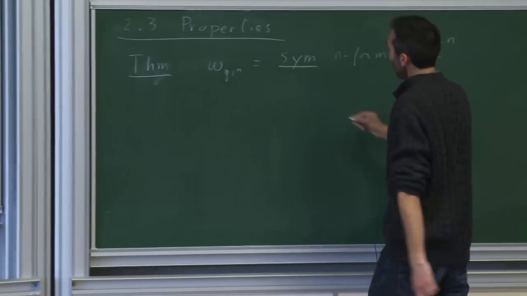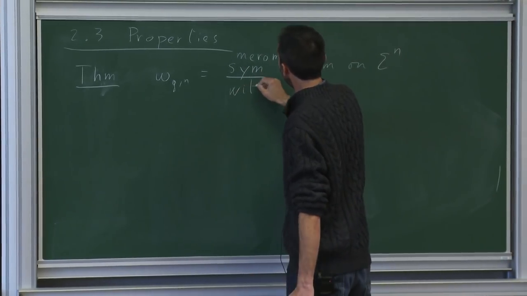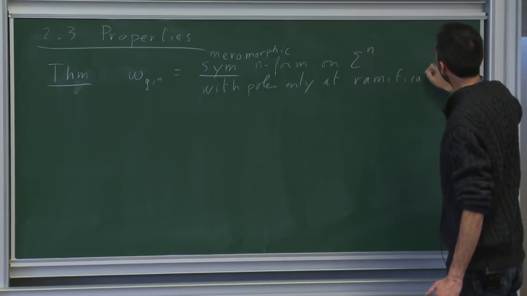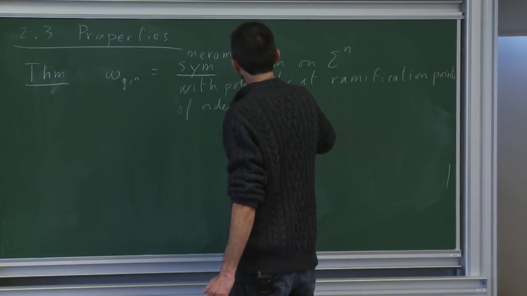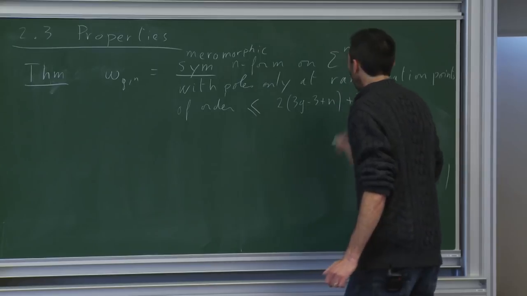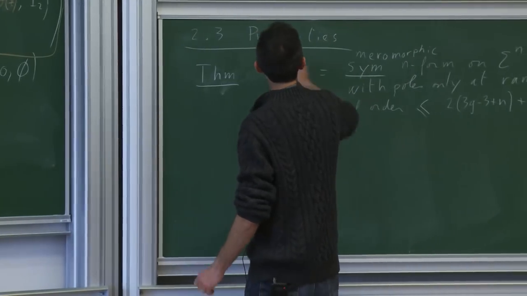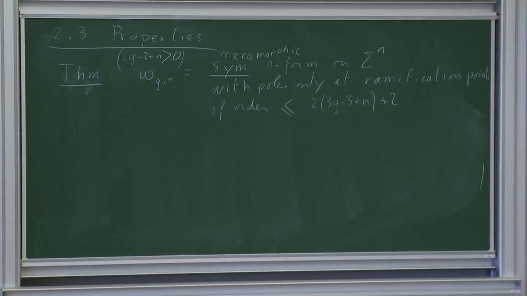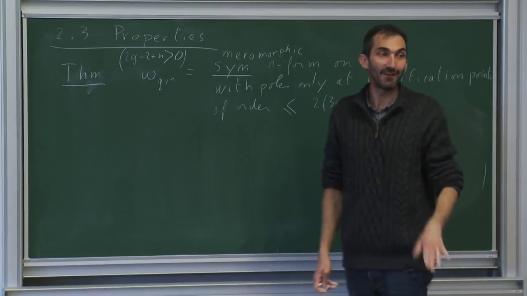So in fact, it's meromorphic with poles only at ramification points, and the order of the poles is at most 2 times 3g minus 3 plus n, except omega, for 2g minus 2 plus n positive. They have no poles on the diagonal. Only omega 0 2 has a pole on the diagonal. And omega 0 1 can have a pole anywhere, okay? But all the stable ones have poles only at the ramification points.